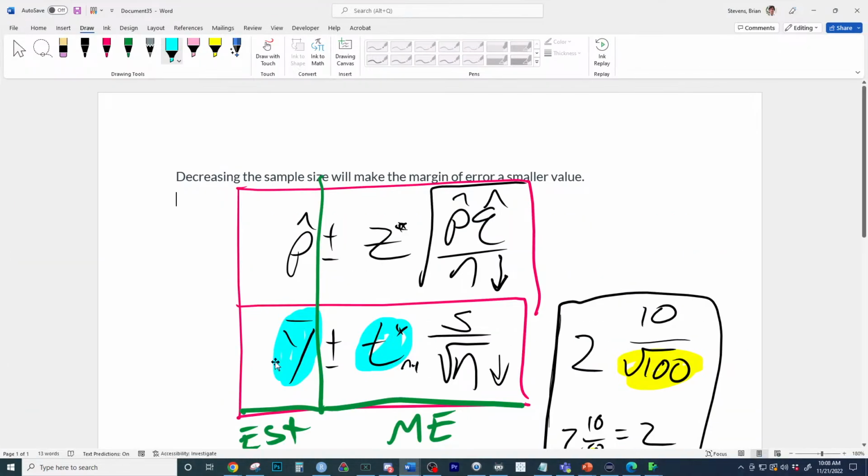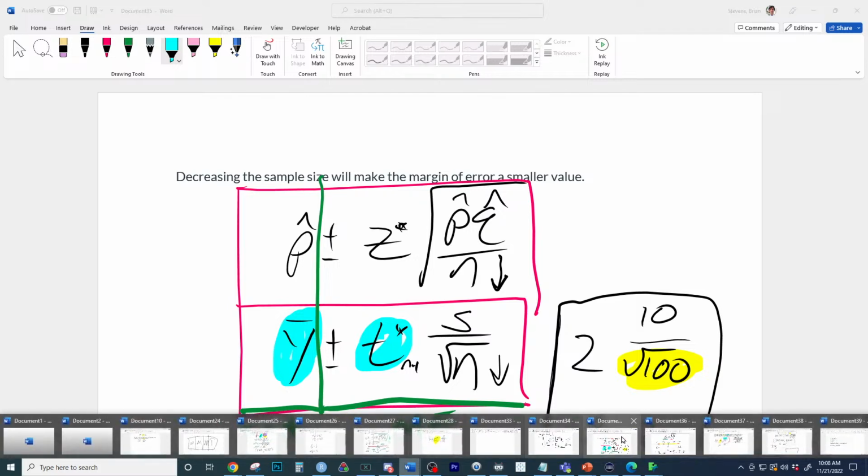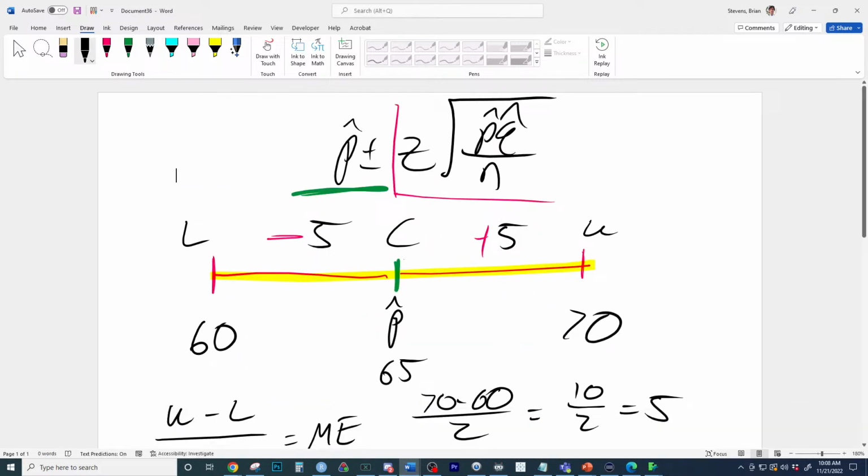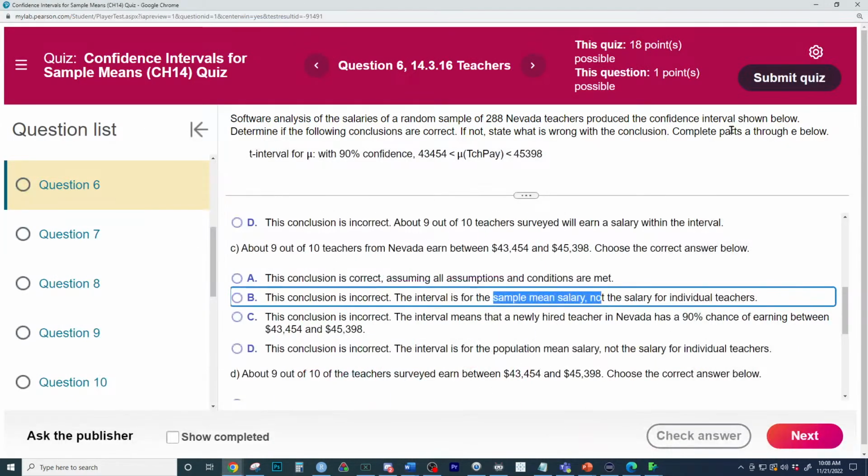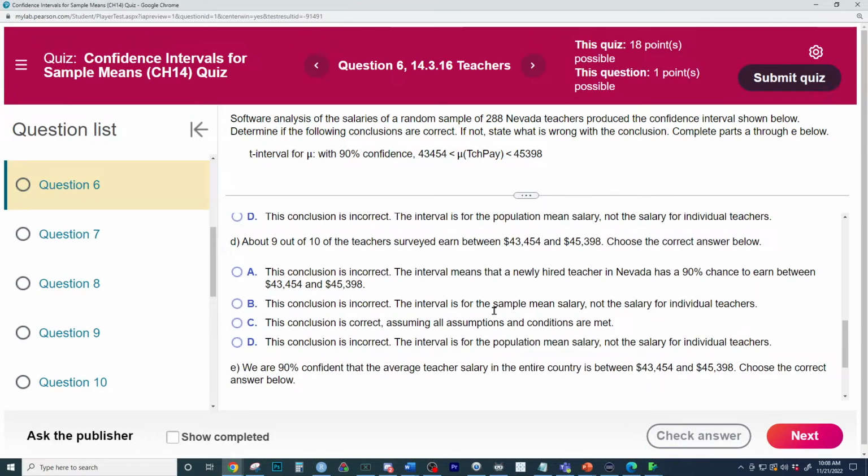We were talking about this a lot earlier with the following formula: y bar is at the center of the interval. That is the estimate. And then we do plus or minus a margin of error. Just like p hat at the center, y bar is at the center of the interval to estimate the true mean. So good question right there. About 9 out of 10 teachers surveyed earn between, no, we're trying to estimate the true mean.